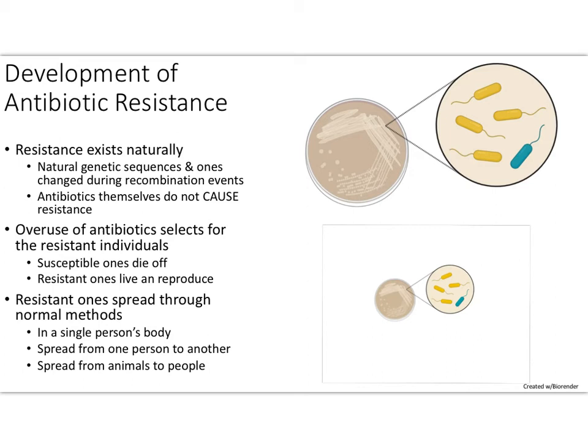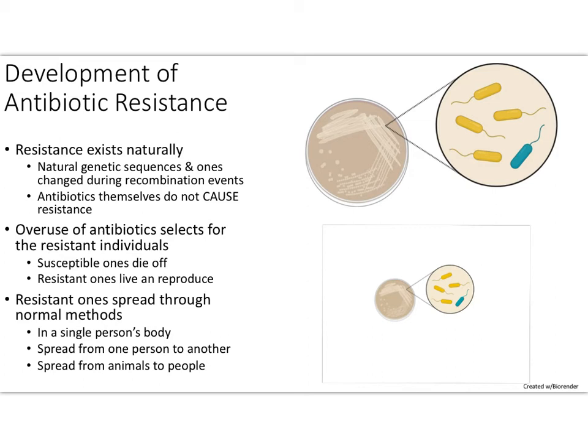So the first thing to understand is that antibiotic resistance exists naturally in many populations of bacteria. Oftentimes, bacteria just naturally have genetic sequences, or ones that have been changed during recombination events like conjugation, transformation, through transposons, etc., that allow them to resist antibiotics. The antibiotics themselves do not cause the bacteria to become resistant.